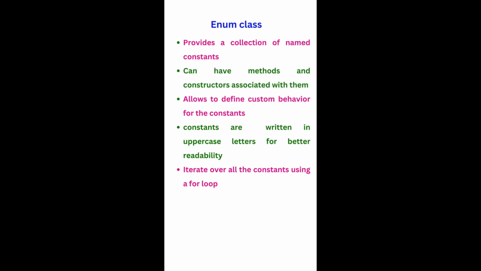Enum class. It provides a collection of named constants. Can have methods and constructors associated with them. Allows to define custom behavior for the constants. In enum class, constants are written in uppercase letters for better readability. And we can iterate over all the constants using a for loop.